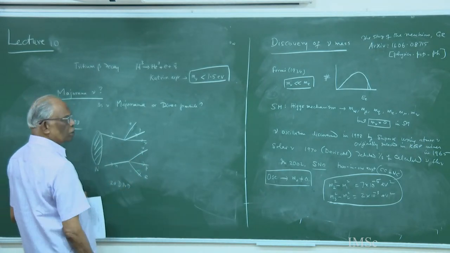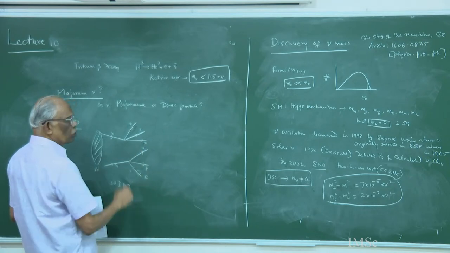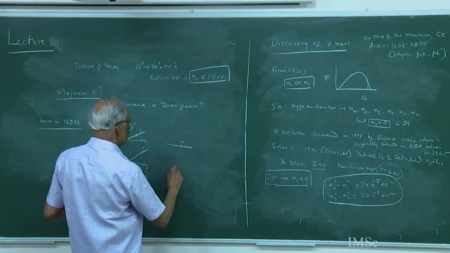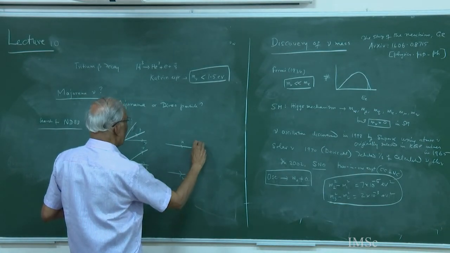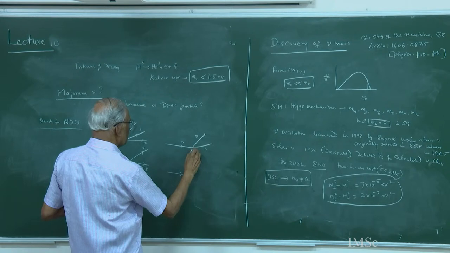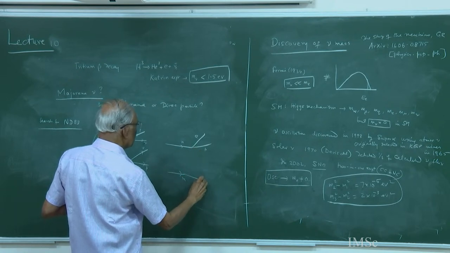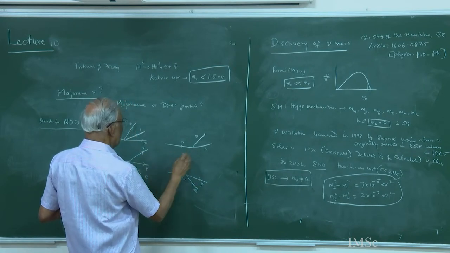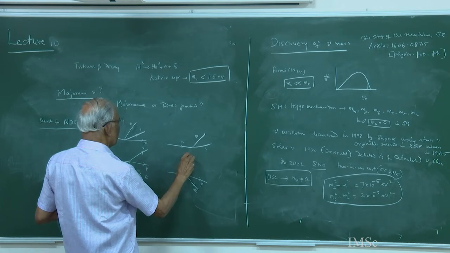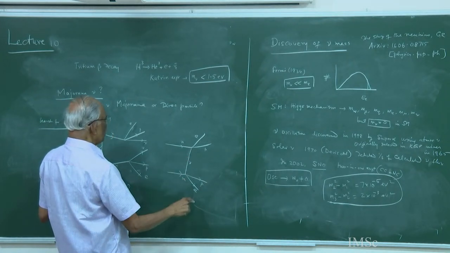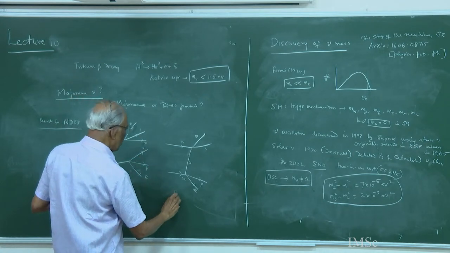decay. If neutrino is the same as antineutrino, then the two neutrinos can annihilate each other, like particle and antiparticle annihilate. So let me draw that. The two neutrinos can annihilate each other, so it becomes only an internal line. The neutrino becomes an internal line. You don't see the neutrino. So only electrons come out. So if only electrons come out without neutrino, this is called NDBD.